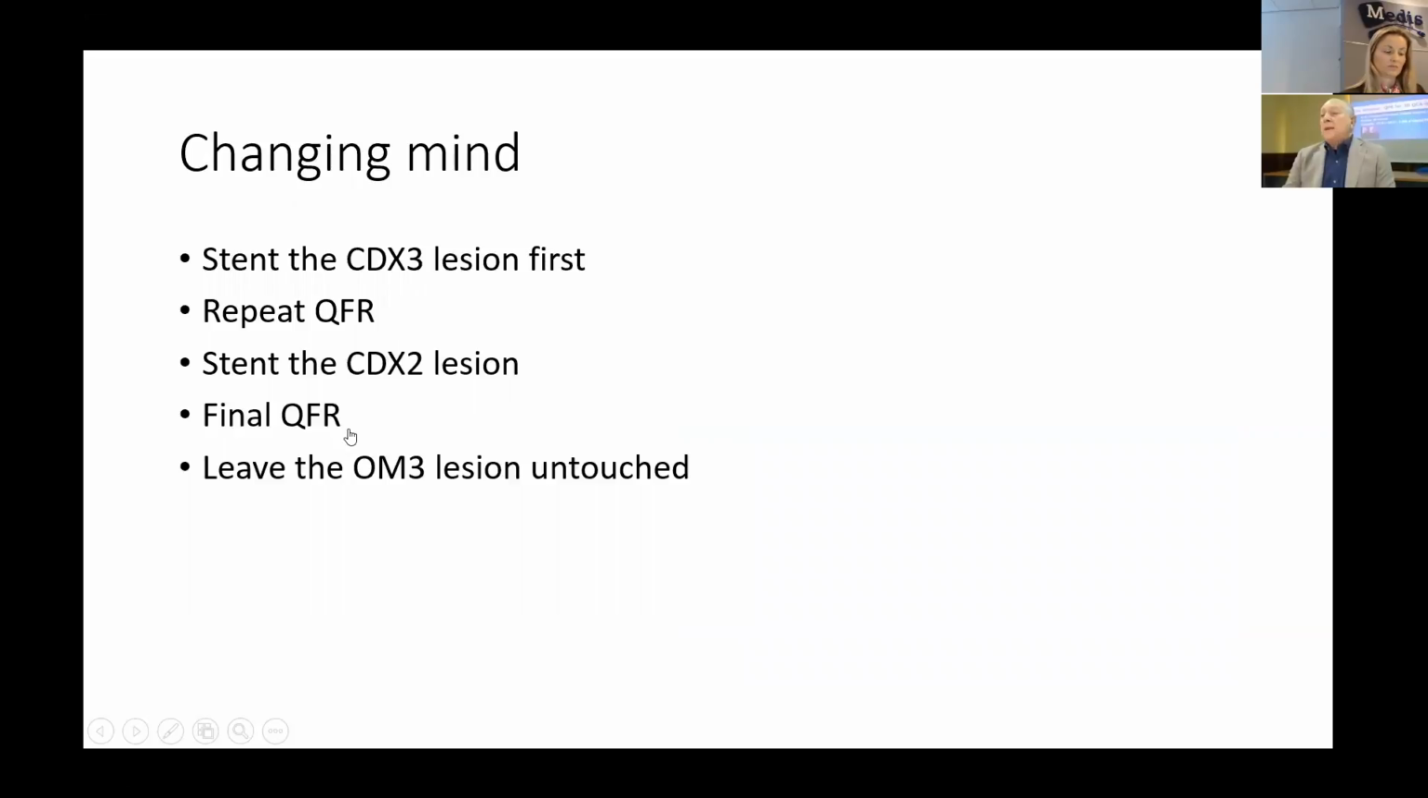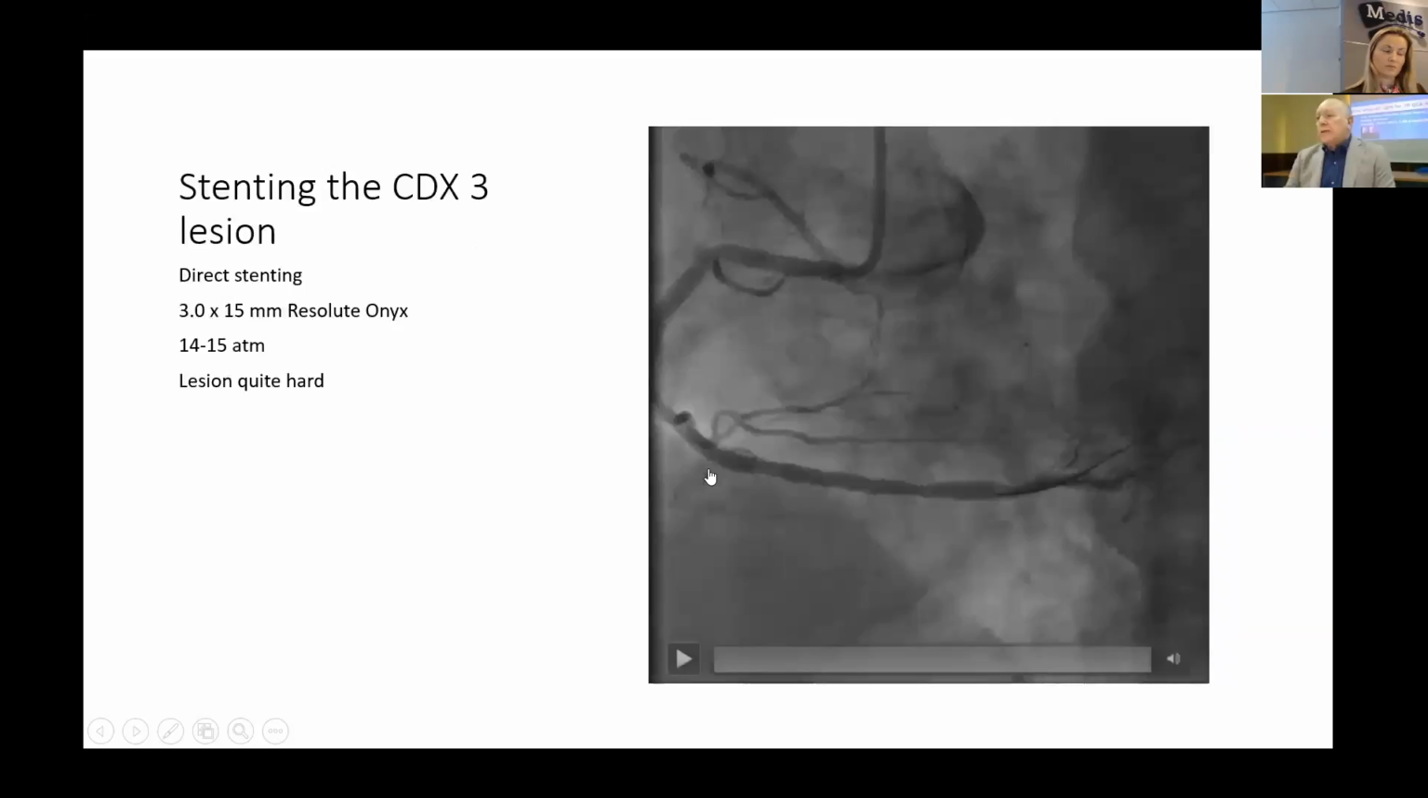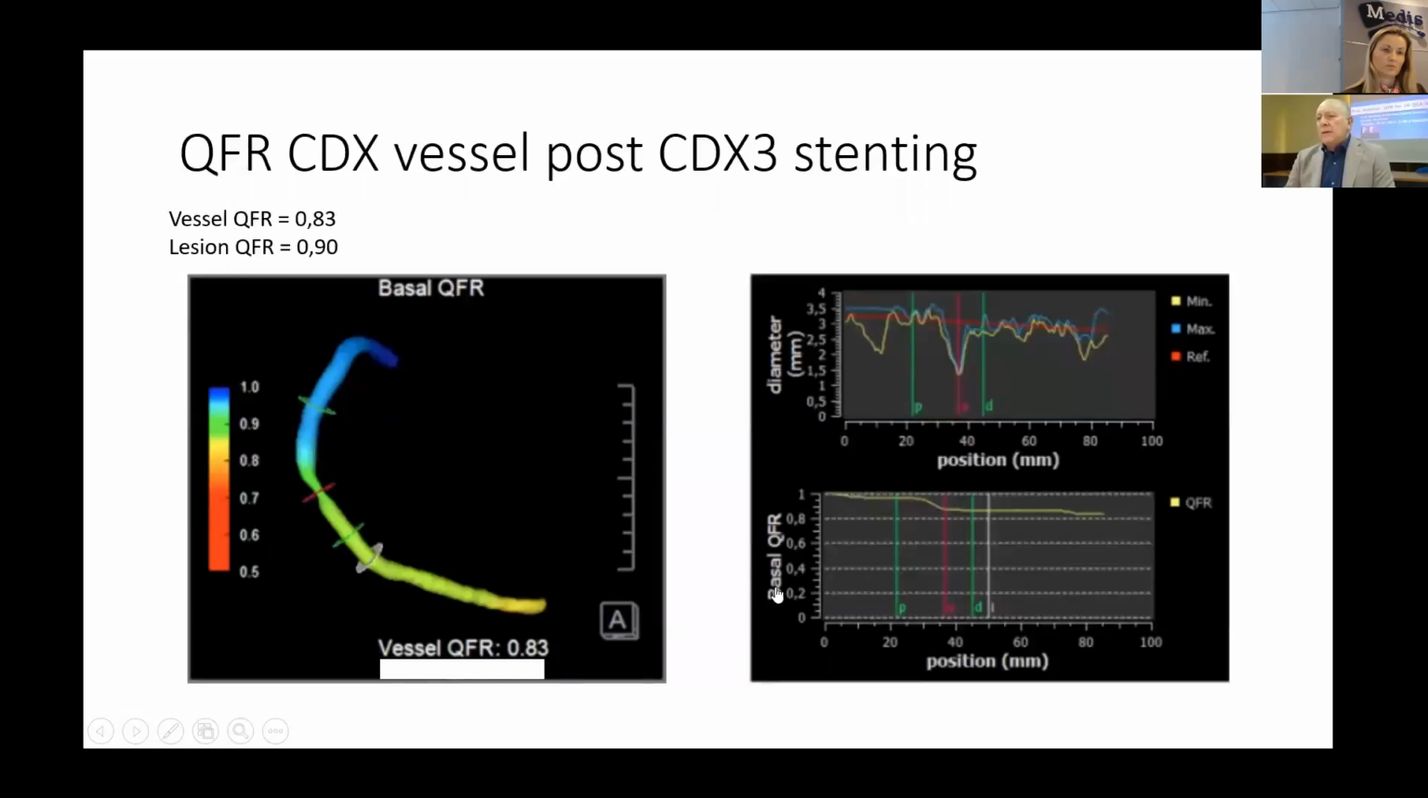We stented the distal right coronary artery. The result just post stenting: you see in the virtual pullback that it dropped, you get here only the first stenosis, and the vessel QFR was 0.8. What to do now?